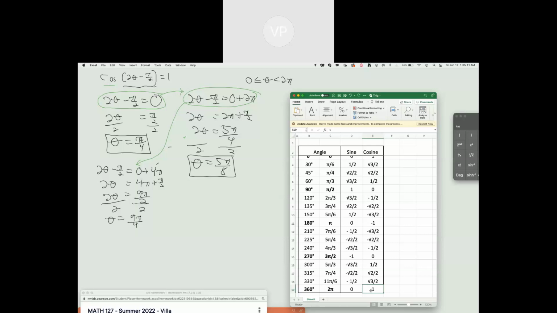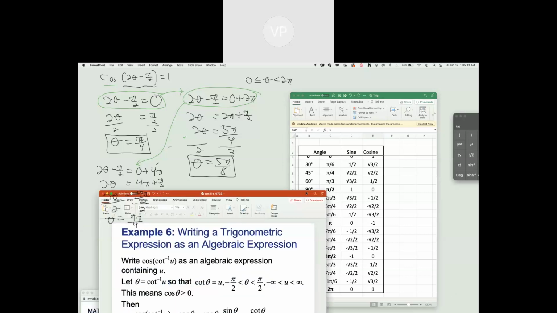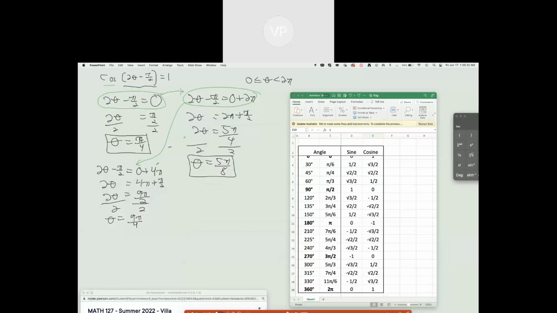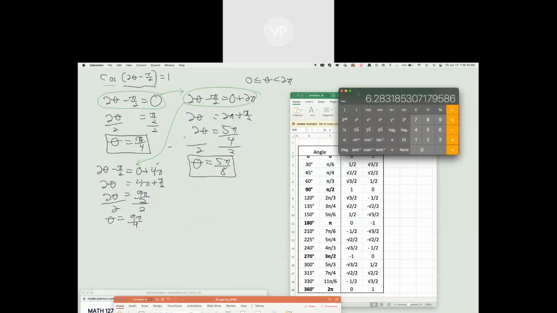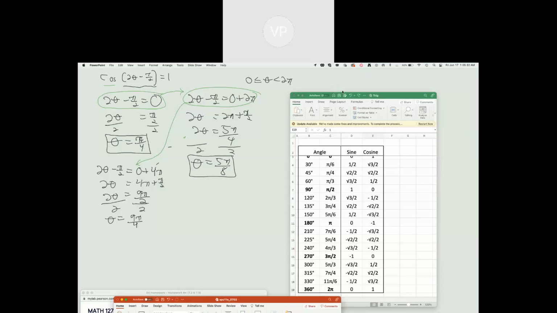Okay? Is that too big? That's the question we have to ask ourselves. 9 pi over 4. Go in your calculator if you're not sure. Remember, the limitation is 2 pi. So, wrong one. Nothing bigger than 2 pi. Well, 9 over 4, that's 2.25 pi. That's too big. So we know this one is not a solution.